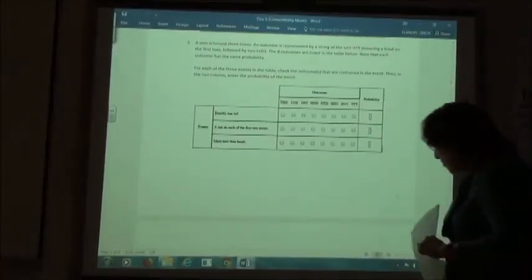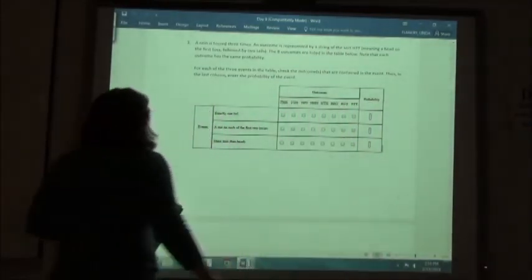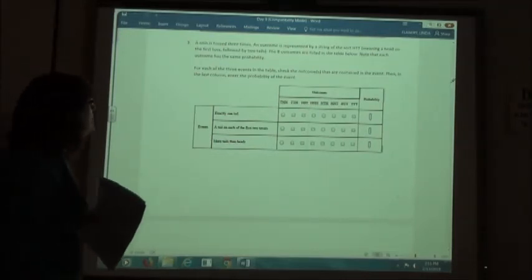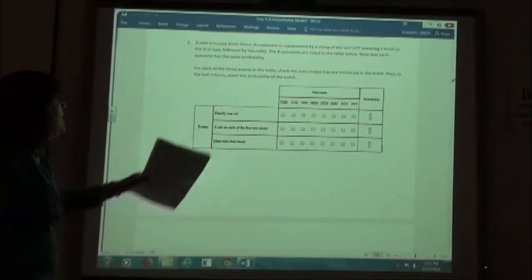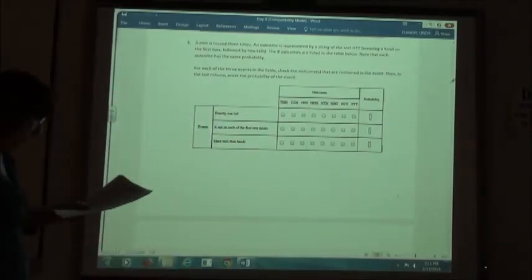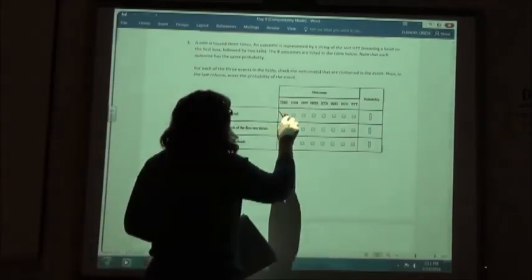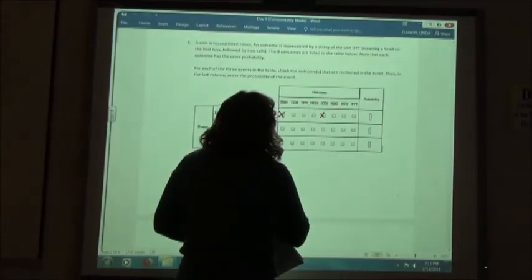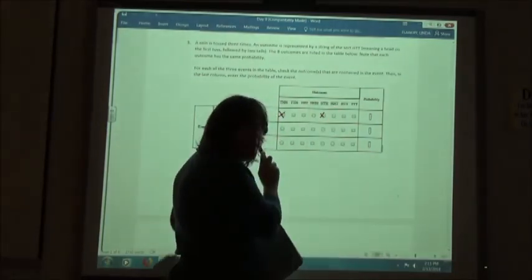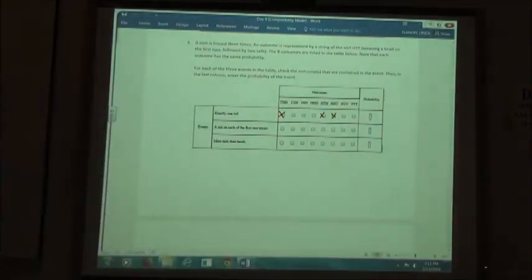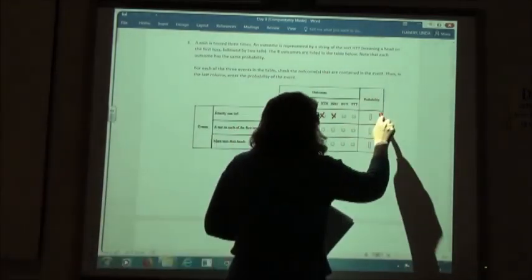And back to the coin tossing one, they like to use that. A coin is tossed 3 times. My outcome is represented, HTT means a head on the first, followed by 2 tails. My 8 outcomes are listed. First one we want to do exactly 1 tail. So the first one and the fifth one, and the 6th one also, right? Oh, yeah, the 6th one only has 1 tail. So my probability there is 3/8.